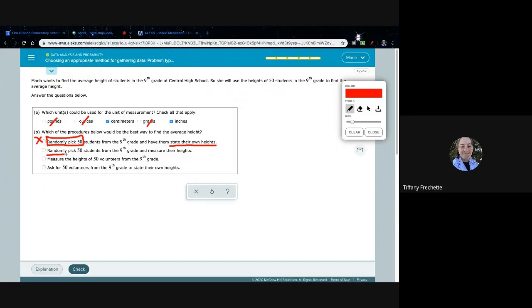Randomly pick 50 students. Again, we like randomly pick 50 students. That's a pretty good sample. And measure their heights yourself. I like that. That's a good one. So I don't see anything wrong with this one. Let's read the other ones to make sure.